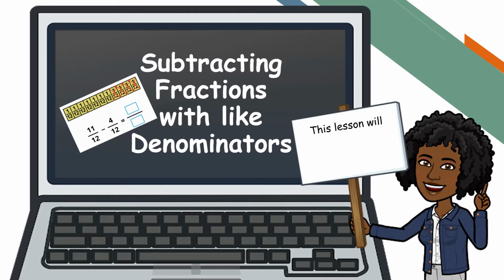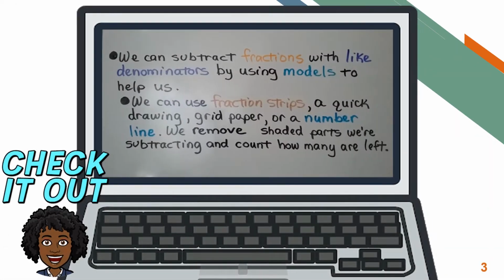This lesson will cover subtracting fractions with like denominators. Make sure that you're paying attention, and if you need to, pause the video or rewind if there's something that you don't understand.